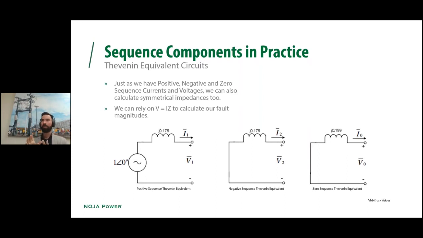A couple of general practical notes to understand: the positive sequence impedance is generally going to be the conventional line impedance and the sum of what happens in the system normal condition. Negative sequence impedance is generally fairly close to what your positive sequence impedance is.